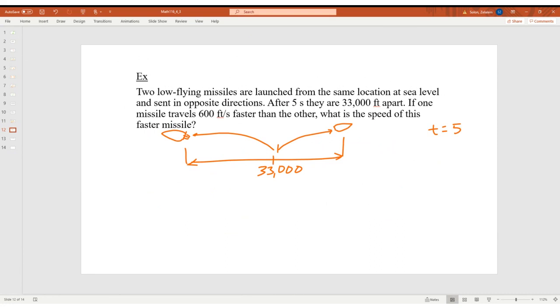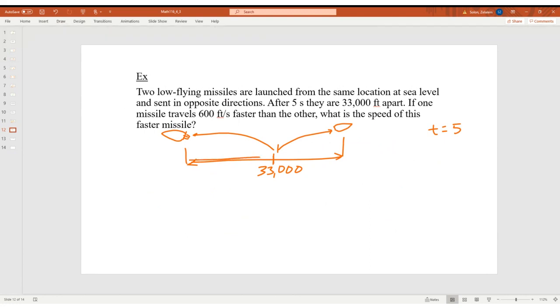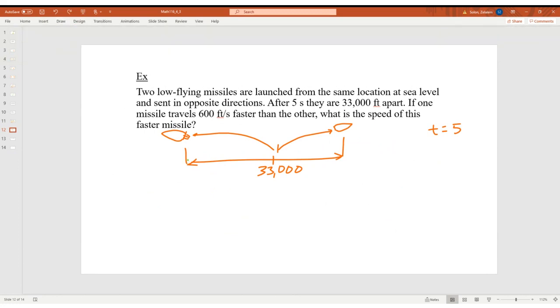So we have two distances. One is the distance for the fastest missile, and the other one is the distance for the slowest missile. So let me use a different color. So let's say this is the fastest, because it travels a little bit longer, and the second one is the slowest. Now here is the strategy. So we have D1 and D2. So distance 1 for the fastest and distance 2 for the slowest. So this is D1, this is D2.